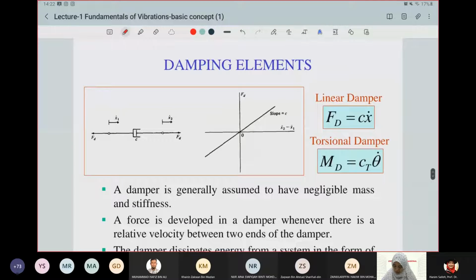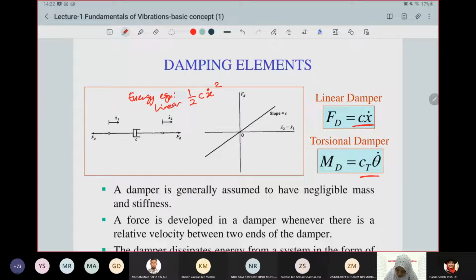So let us take a look at the damping elements. It's the same. You have force for damper is C x dot. For torsional, C t theta dot. Okay, tell me the energy equation for the C x dot. Anybody? For linear, we have half C x dot square.